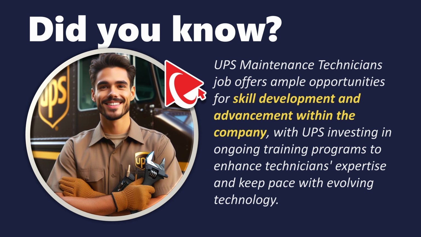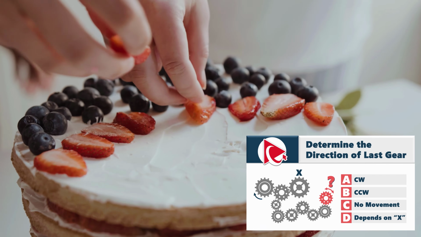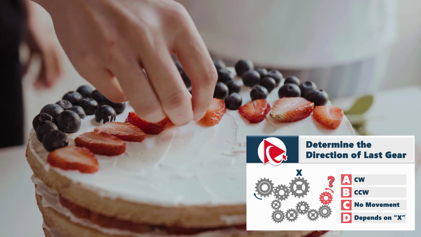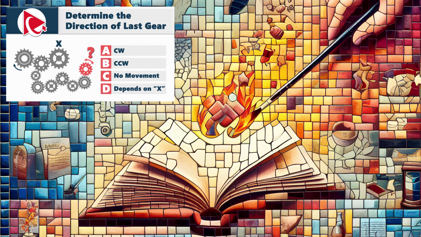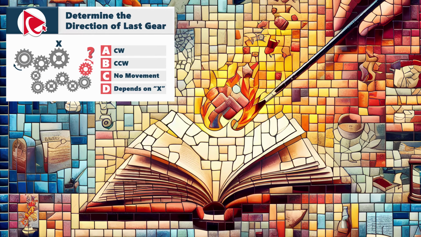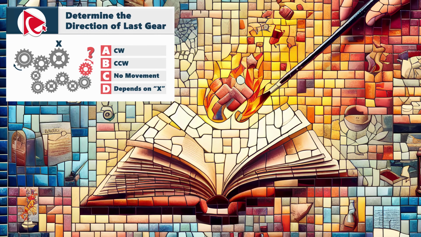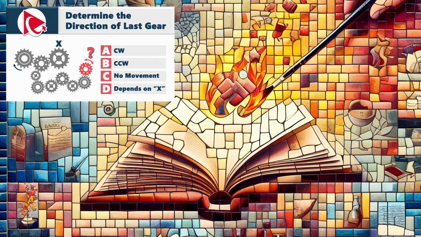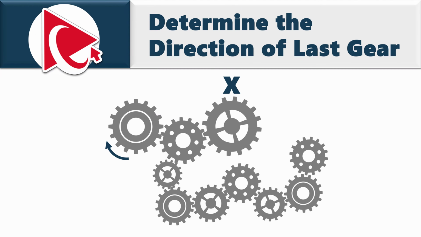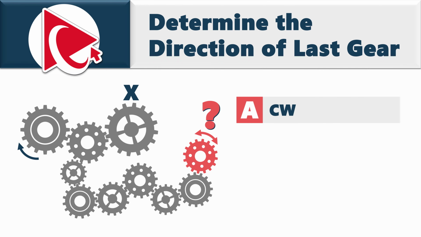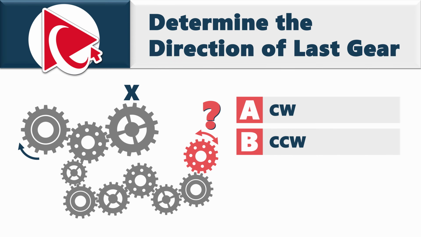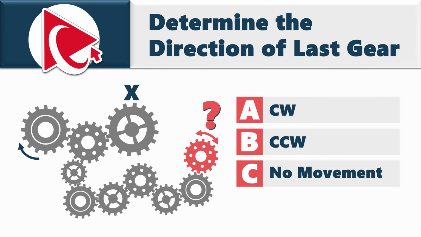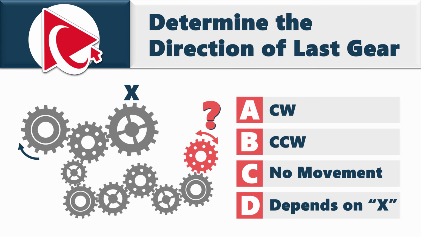You would have to agree that solving this particular problem is like baking a cake. It requires the right ingredients, a bit of precision, and the end result is pretty sweet. I think that looking at each test question this way would be like baking a piece of mosaic of your knowledge, contributing to the bigger picture of your abilities. In this question, you're presented with a set of gears, and you need to determine the direction of the last gear. Your choices for answers are choice A, CW, choice B, CCW, choice C, no movement, and last but not least, choice D, depends on X.